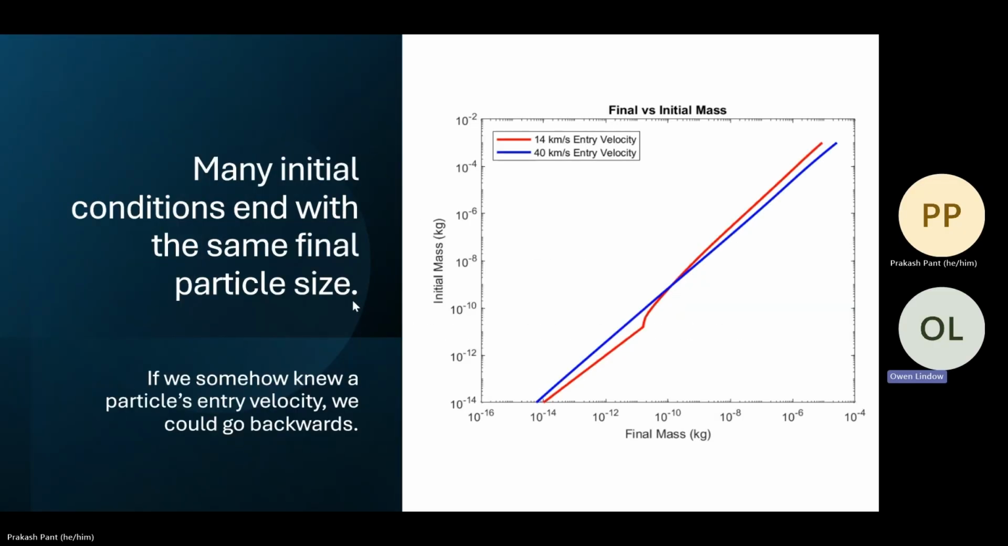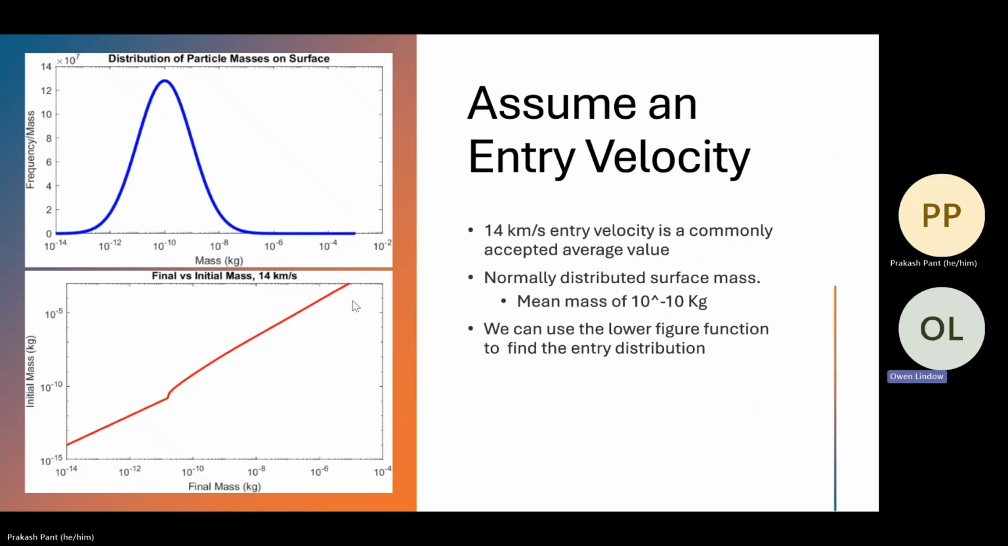Here we have a plot of the final mass versus initial mass of some particles with two different entry velocities. And we see that for any given final mass recorded, there are different possible initial masses depending on what the entry velocity was. So this poses a bit of a problem if we want to just look at a distribution and go backwards and see what it was like on entry, because we just don't know what its velocity was. If we can just assume an entry velocity, something like 14 kilometers per second, which is a commonly accepted value, then we can trace back essentially.